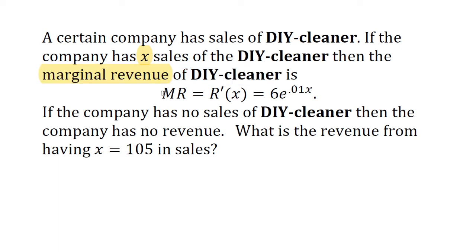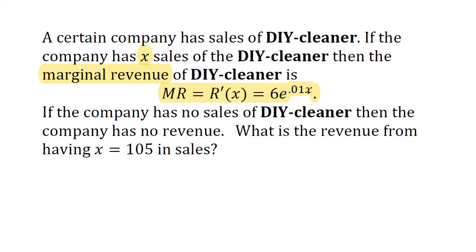We're looking at marginal revenue, and the function is highlighted here. MR, which is the same as R prime of x, is 6 times e to the 0.01x. Now, if the company has no sales of DIY cleaner, then the company has no revenue. Now, what is the revenue from having x equals 105 in sales?